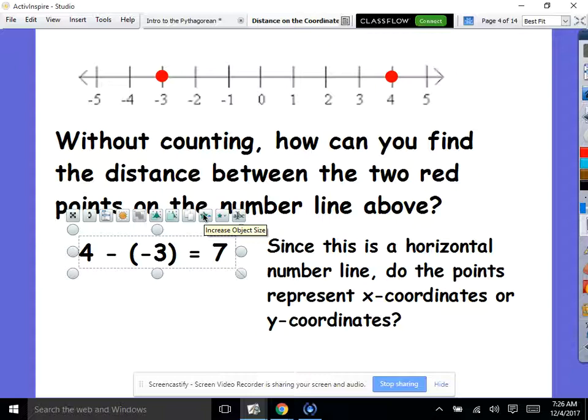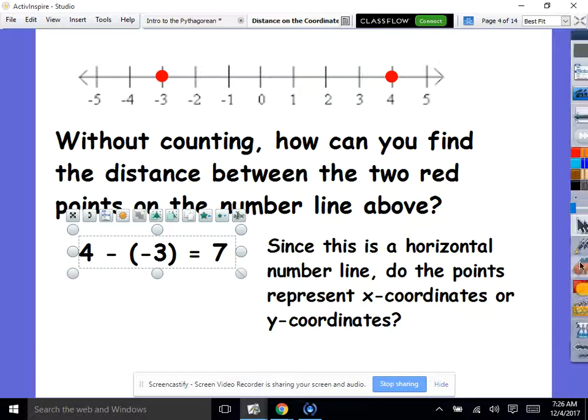Now, since this is a horizontal number line, do these points represent x coordinates or y coordinates? You need to write the answer to that down on your notes.